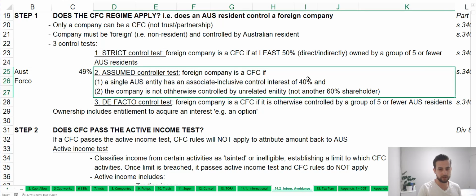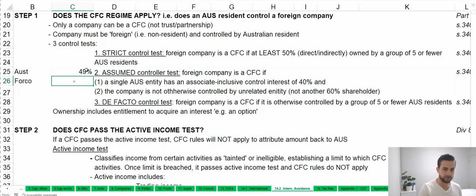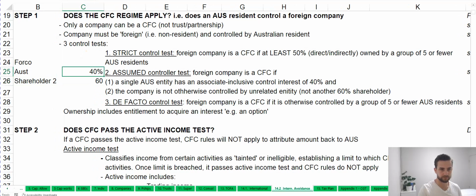But the only way that this would occur is, well, first of all, it's a single Australian entity. Secondly, the other shareholder is not a 60% shareholder. So for example, if I have a 49% holding, if the other shareholder owns 51%, in fact, I'm going to change this to 40% just to make it really clear, but it would also be applicable for 49 and 51. But just so I match with the question of what I'm saying, in this example, it was me, one shareholder, an Australian resident, owning 40% of a foreign company. Another shareholder, shareholder 2, owns 60%. This would not apply. Okay?